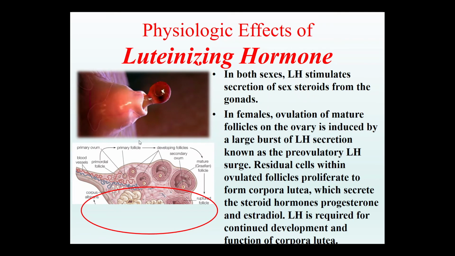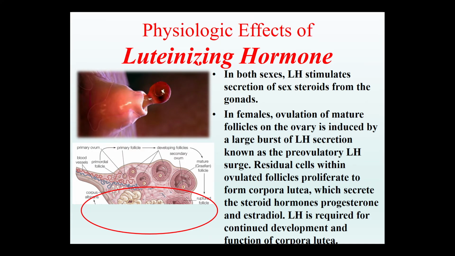If we talk about the physiological effects of luteinizing hormone in both sexes, LH stimulates secretion of the sex steroids from the gonads. In females, ovulation of the mature follicles in the ovary is induced by a large dose of LH, known as the pre-ovulatory LH surge. Residual cells within the ovulated follicles proliferate to form corpora lutea, which secrete the steroid hormones progesterone and estradiol.